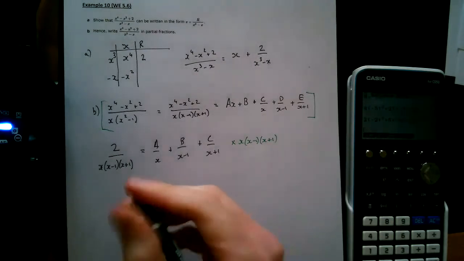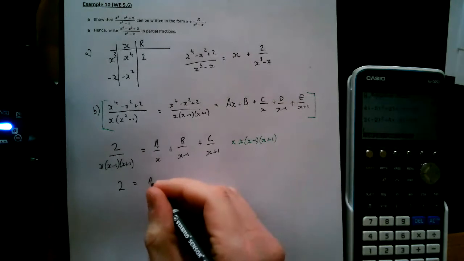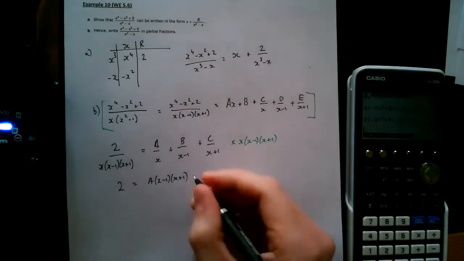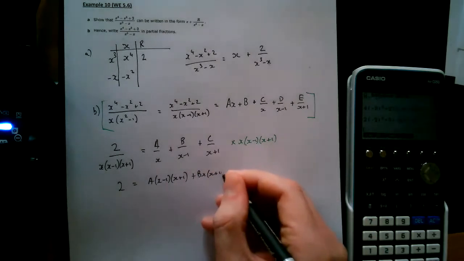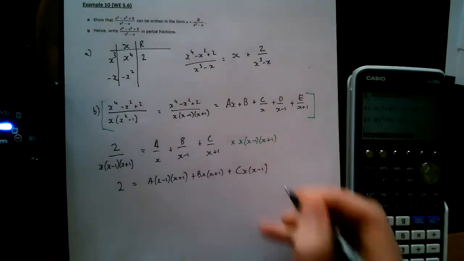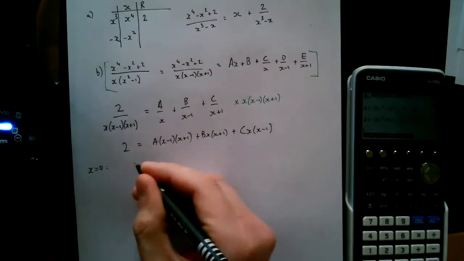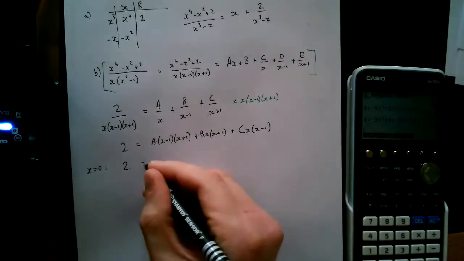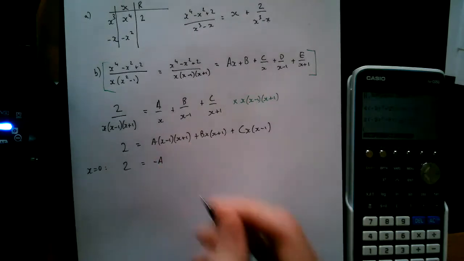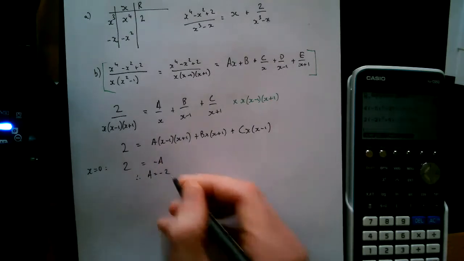So on the left-hand side, we get 2. Right-hand side, for a, the x cancels out, so we get x minus 1, x plus 1. For b, the x minus 1 cancels out, so I get bx, x plus 1. And on c, the x plus 1 cancels out, so we get x minus 1. Pick clever numbers for x. I'm going to pick 0 first of all. This side, if I sub 0 in, I just get 2 still. If I sub 0 in there, I get minus 1 times 1, so it's minus a. That'll disappear, and that'll disappear. So therefore, a is minus 2.